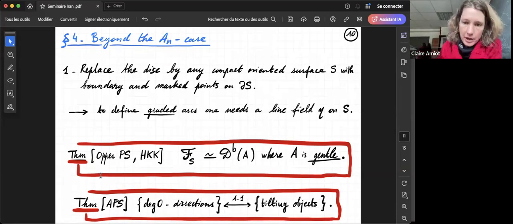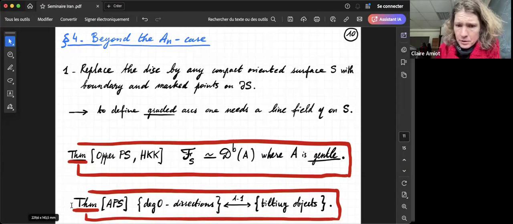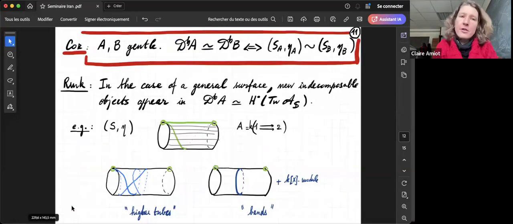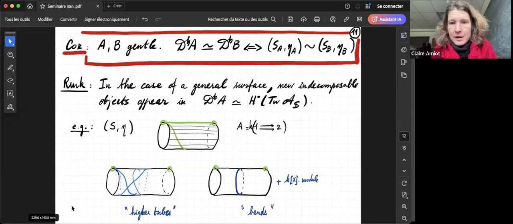Okay, and again, what I proved with Plamondon and Schroll is the same theorem as before, but here it was new in this general setting: we have a bijection between tilting objects and degree zero dissections. As a corollary of this result, we get the following. If we start with two gentle algebras, then they are derived equivalent if and only if the corresponding surfaces with line field are diffeomorphic. So it means that the derived category is encoded by the surface together with the line field.